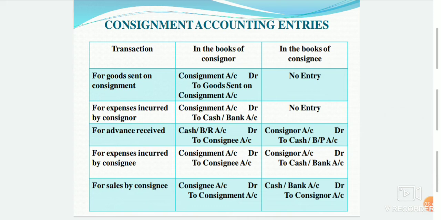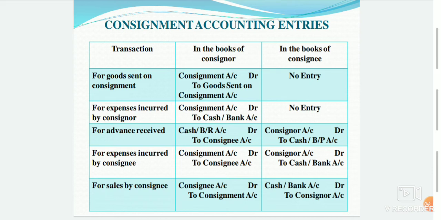Next, consignment accounting entries. Journal entries for consignment. The first one, for goods sent on consignment. If any goods are sent on consignment to the consignee, the entry in the consignor's books is consignment account debit to goods sent on consignment account. In the consignee's books, there is no entry because the consignee is not the owner of the goods. He does not purchase the goods, so he does not include this in his books.